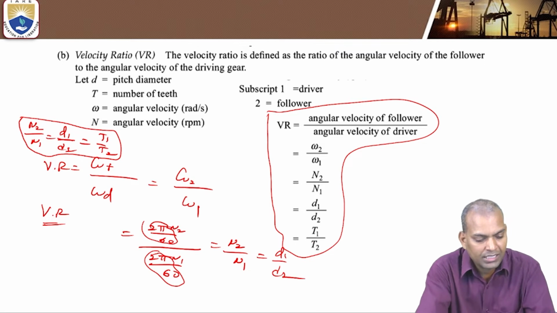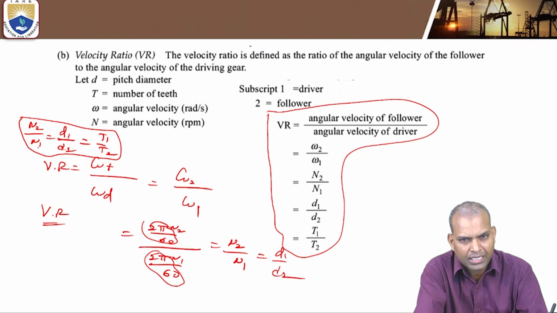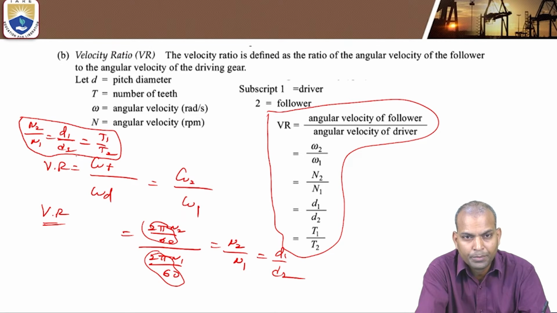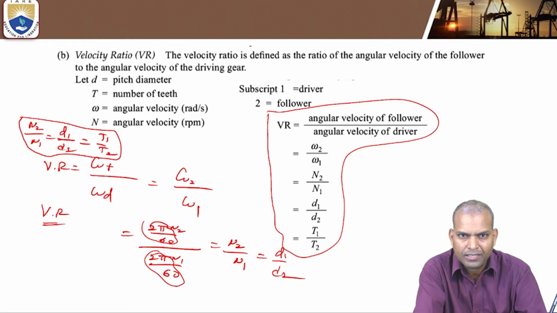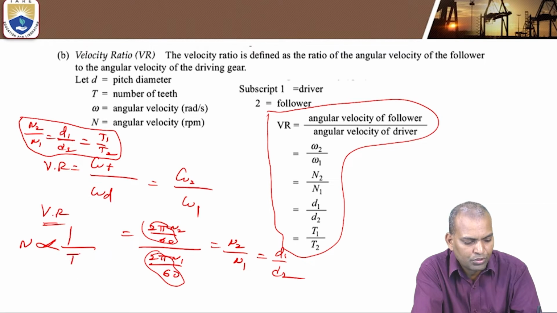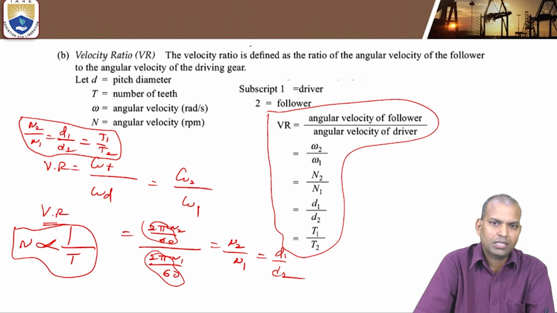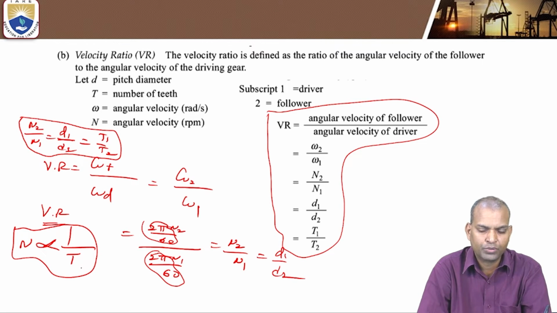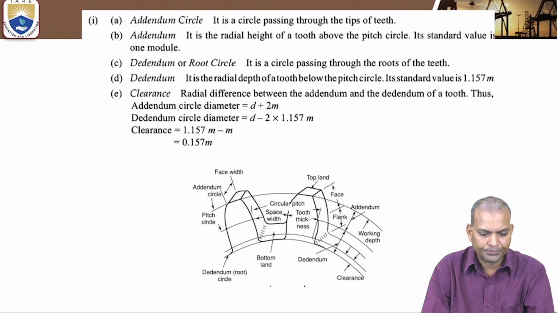And one more thing we can see here: the speed of the gears is inversely proportional to the number of teeth. If the number of teeth is high, the speed of the gear is low. If the number of teeth is low, then the speed of the gear is high. That's why n is proportional to 1 by T, or n is inversely proportional to T. This is one of the important terms, the velocity ratio.